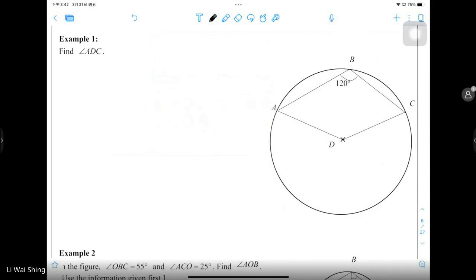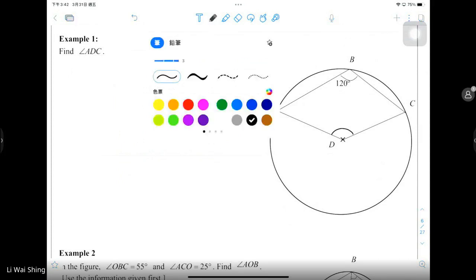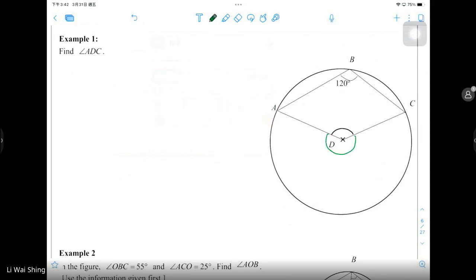Alright, you need to find angle ADC. Angle ADC. Suggestions. The angle is 120. What would you find first? Yeah, you will find the reflex angle first, right? Angle at circumference is 120. It is an obtuse angle. So the angle at center, it is a reflex angle.